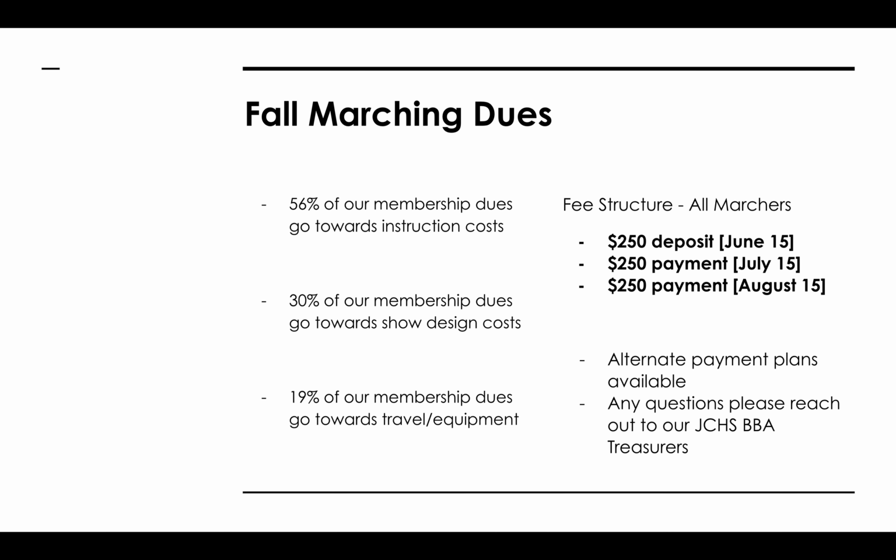So our fee structure, this is going to be for all marchers this year. We're going to have a $250 deposit due by June 15th, another $250 payment due by July 15th, and another $250 payment due by August 15th. Our goal is to get that payment structure set up as easily as we can and get that taken care of as quickly as we can.